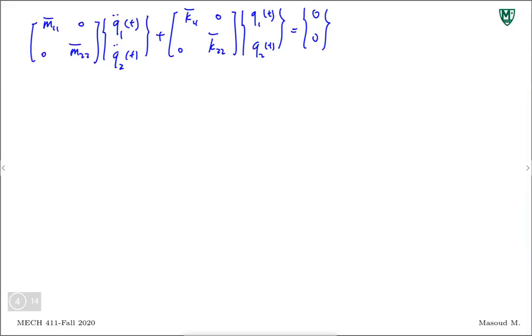Look what happened. Now, this is the equation of motion in modal space. We did the transformation. We went from physical space to modal space. In modal space, look what happened. These are uncoupled equations. So now the equations are uncoupled or decoupled, depending on who you talk to. Uncoupled.